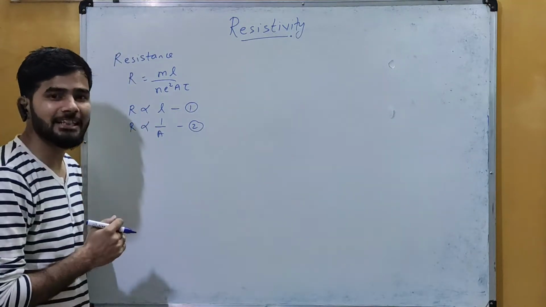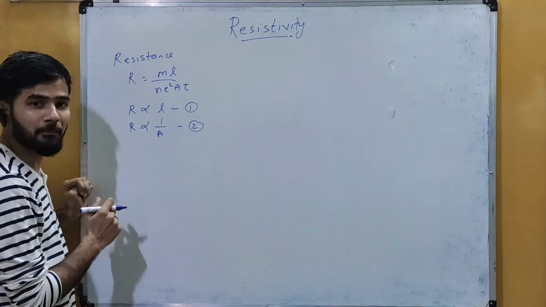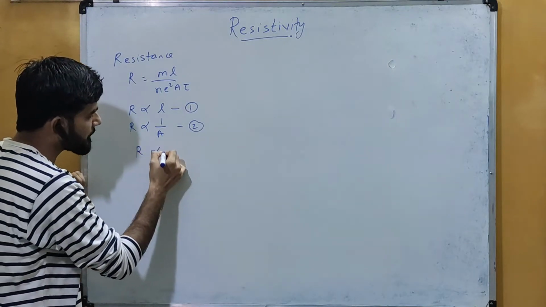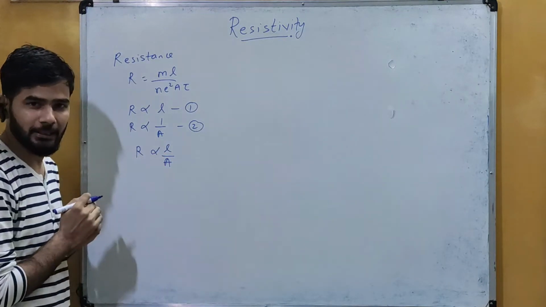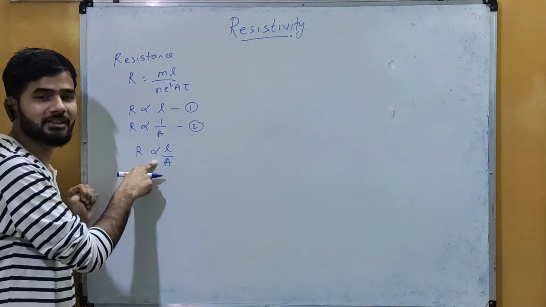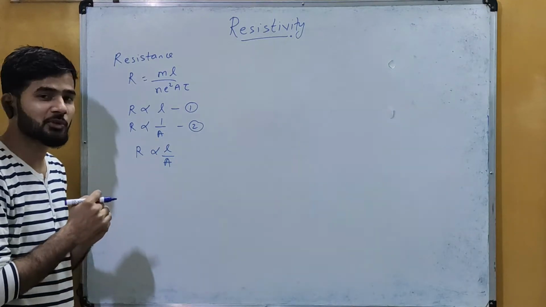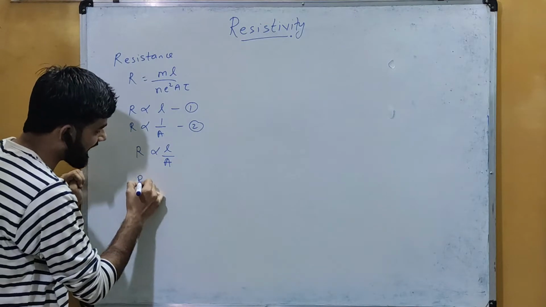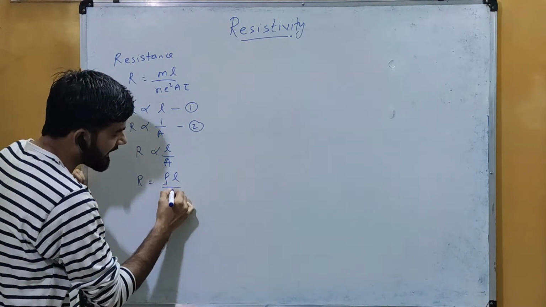So we are using these two parameters, and when we combine both of these, I get R is proportional to L by A. Now here it is a proportionality sign, and I have to remove this proportionality sign. So I can write R = ρL/A.